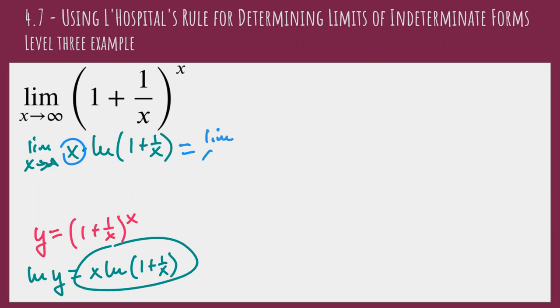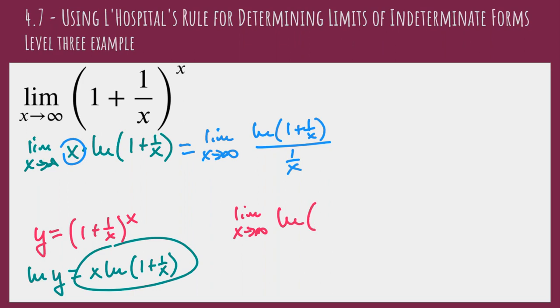So we're looking at the limit of the natural log of 1 plus 1 over x, over 1 over x. And by doing that, now we finally have an indeterminate form that we're familiar with, because the limit as x approaches infinity of the natural log of 1 plus 1 over x: the 1 over x, remember, is going to 0. So 1 plus 1 over x is going to 1, and the natural log of 1 is 0. And then in the denominator, as x gets really big, 1 over x is going to 0. So in this form now, we can use L'Hopital's rule.